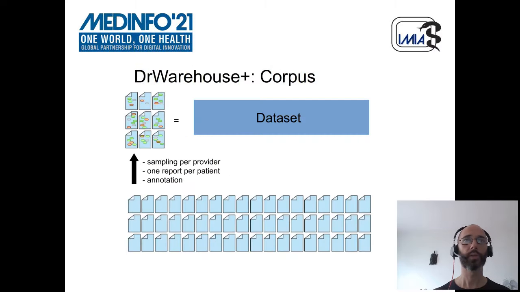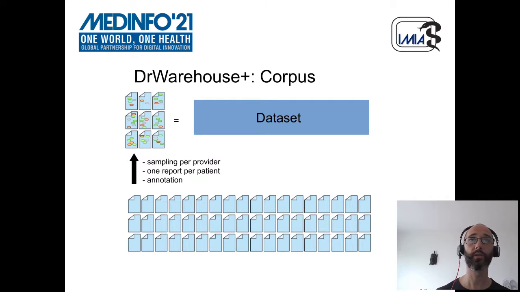So first, we want to create the corpus. What we did is that we have at our disposal 2.5 million electronic health records, and we sample from that by provider, by service, ensuring that there was the same count of reports per provider to ensure diversity. And then we have only one report per patient. And then we do the annotation, and then this is our data set.